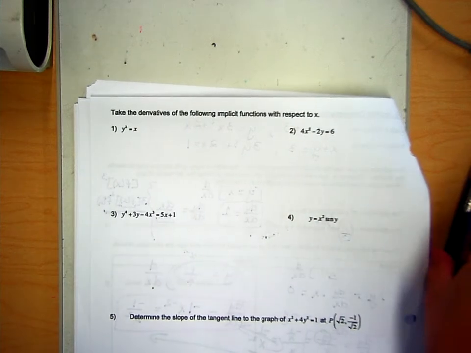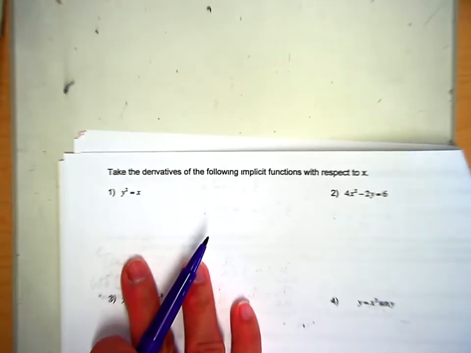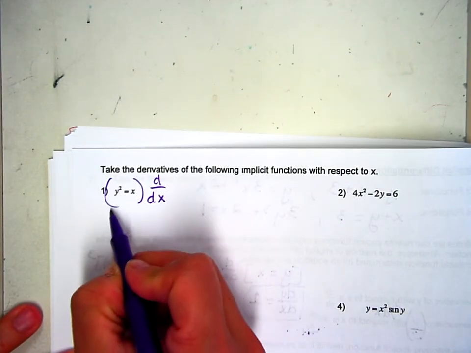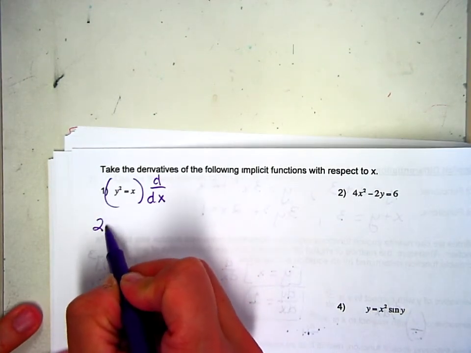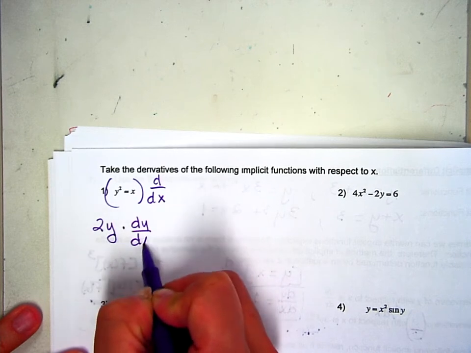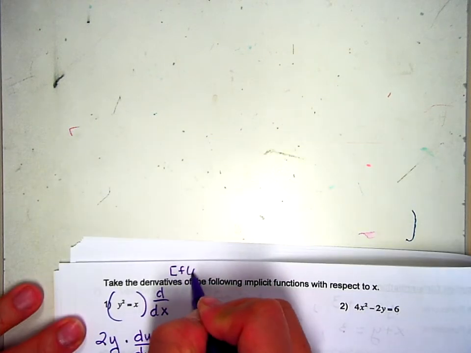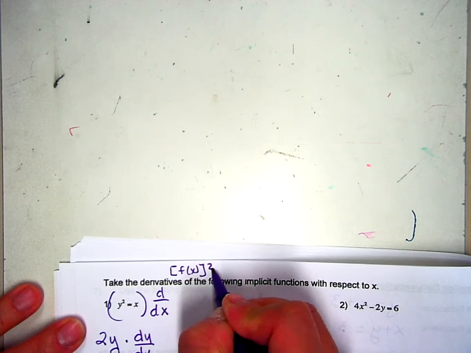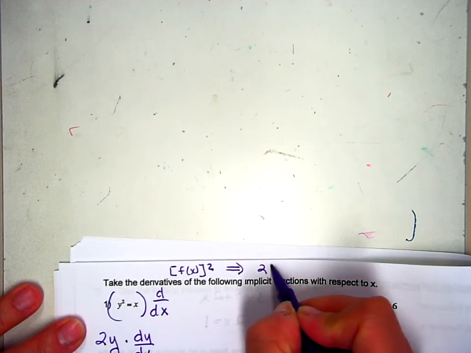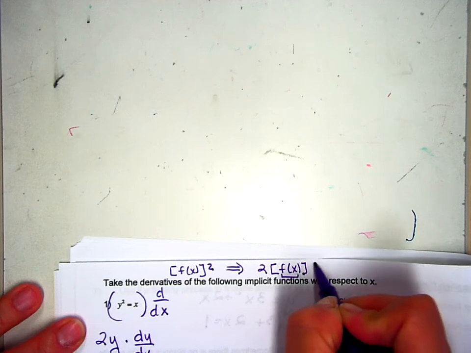So let's practice taking a couple derivatives implicitly. The first function is y squared equals x, taking the derivative with respect to x. The derivative of y squared is: bring down the 2, reduce the power by 1, times chain rule, dy/dx. Again, the way to think about this is, remember, y squared is really the same as f of x squared. And if I ask you to take this derivative, you would bring down the 2, reduce the power by 1, and then chain rule to the inside.